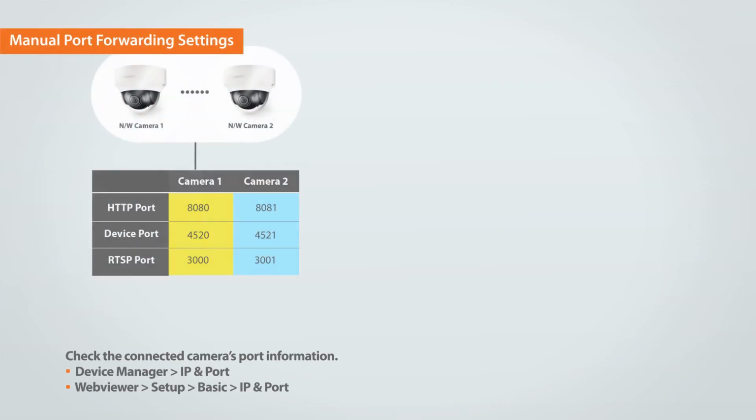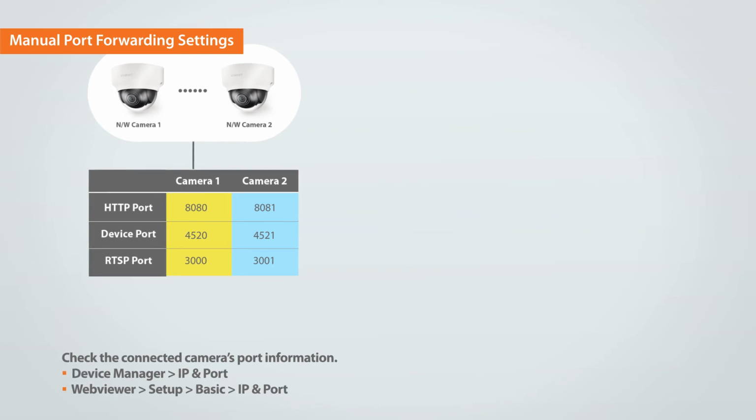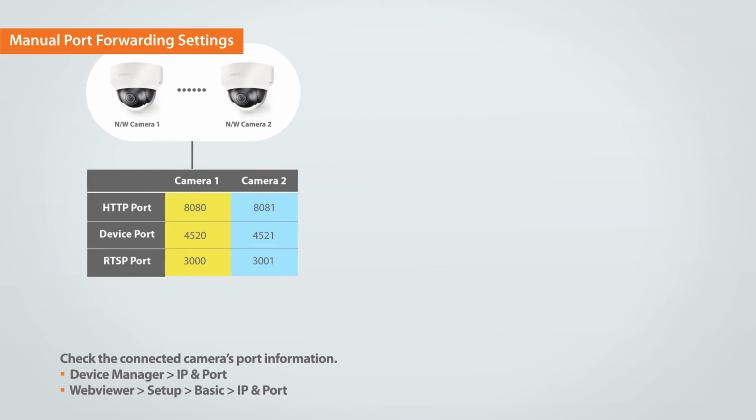To set port forwarding manually, first check the camera's IP address and port information. Access 1. Device Manager, IP and Port, or 2. Web Viewer, Setup, Basic, IP and Port.